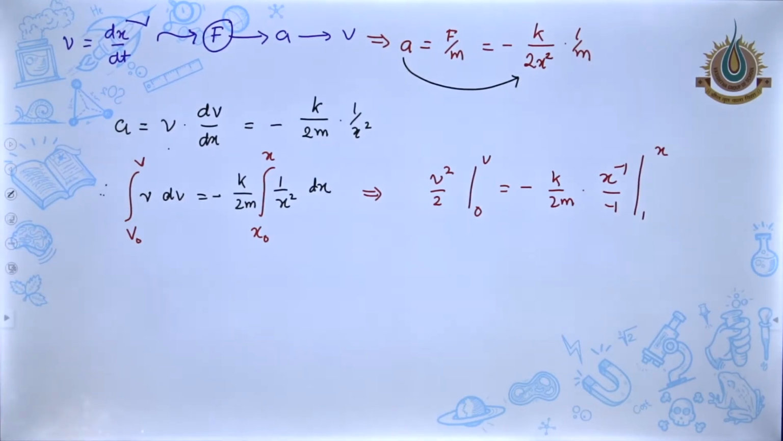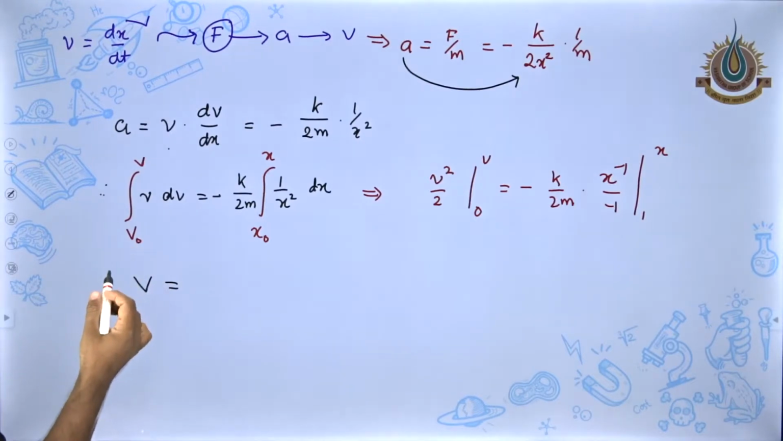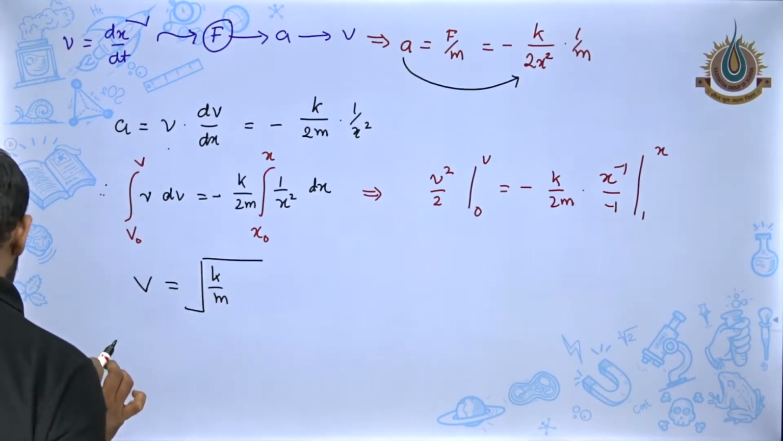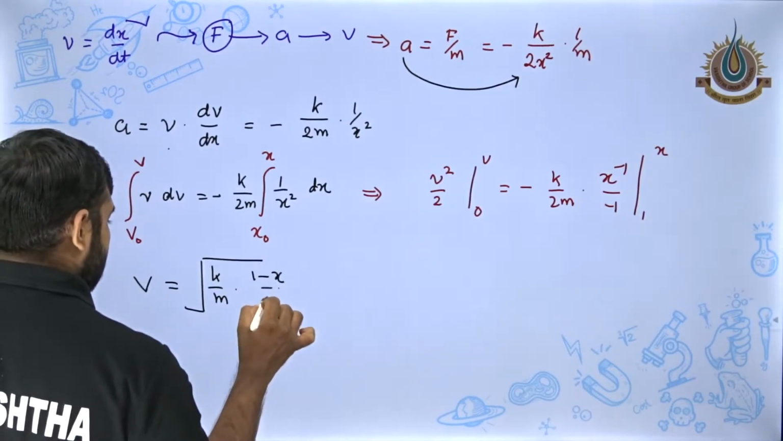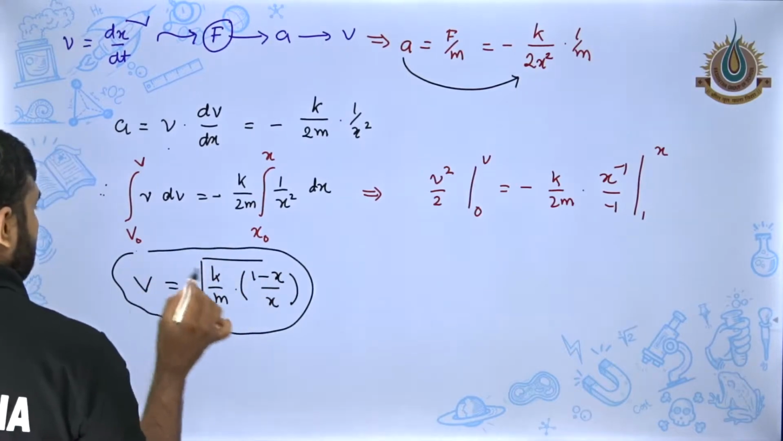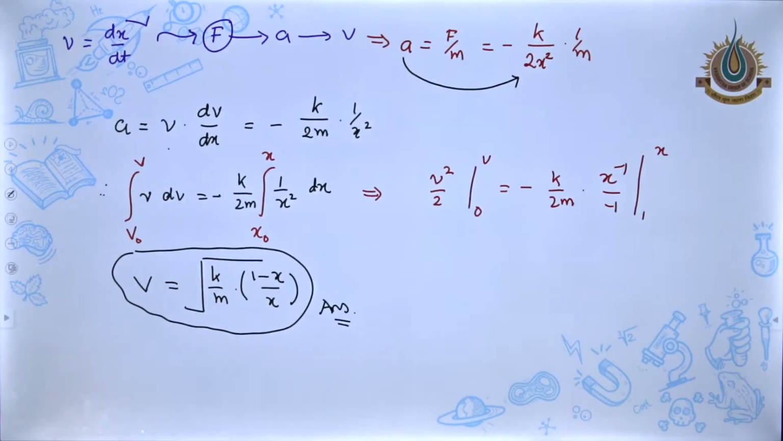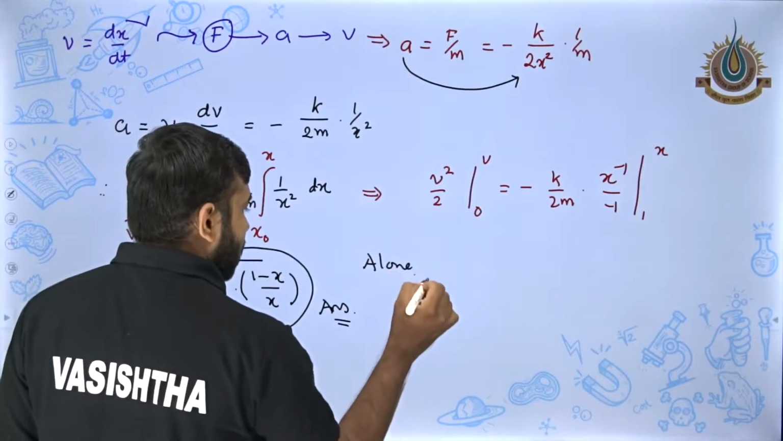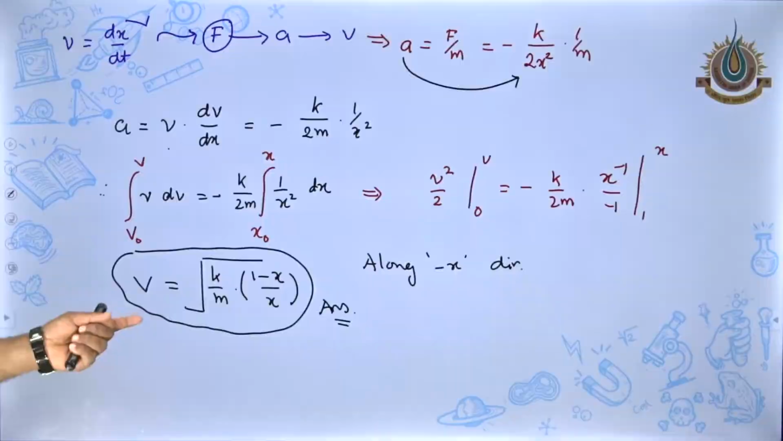So after simplification, v is equal to under root a upon m into 1 minus x upon x. Okay, this is your answer. If you want to write down the direction, then direction is along the negative x direction. Along negative x direction, that's the velocity.